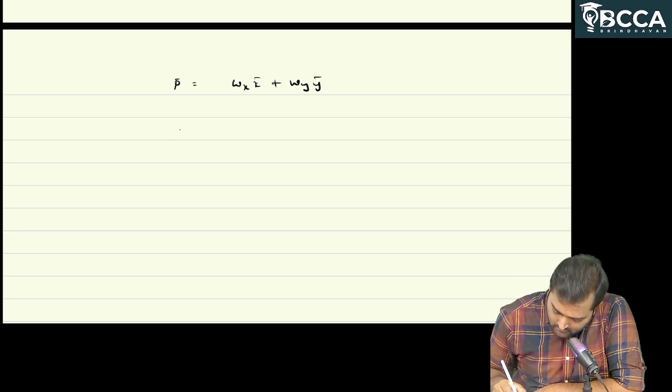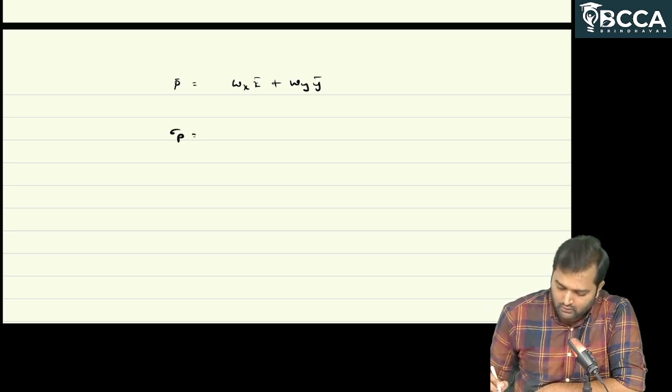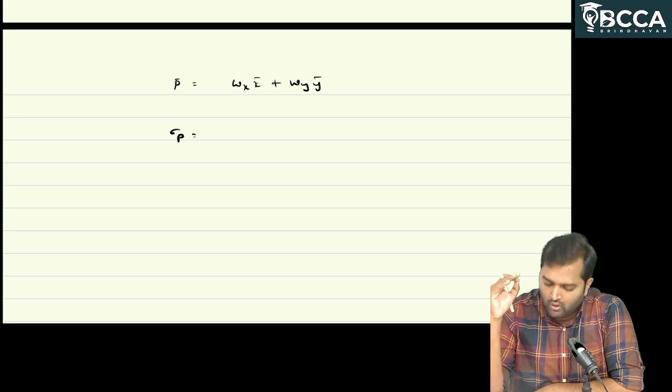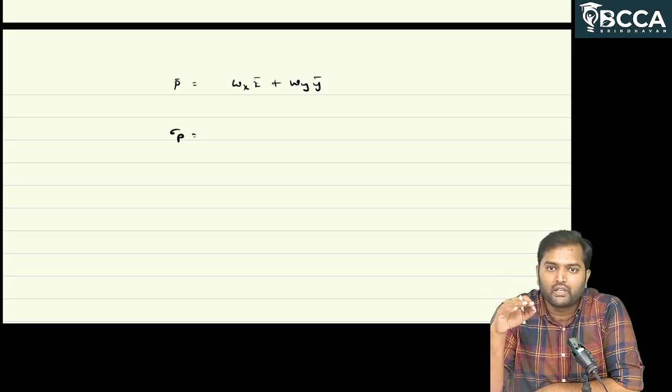Whereas risk of a portfolio, sigma P, is not equal to the weighted average of security risk, because while finding out the risk of a portfolio, we have to consider the correlation coefficient. We have to consider how close the securities are. So risk of a portfolio is not simply equal to Wx sigma x plus Wy sigma y. Risk can be diversified.